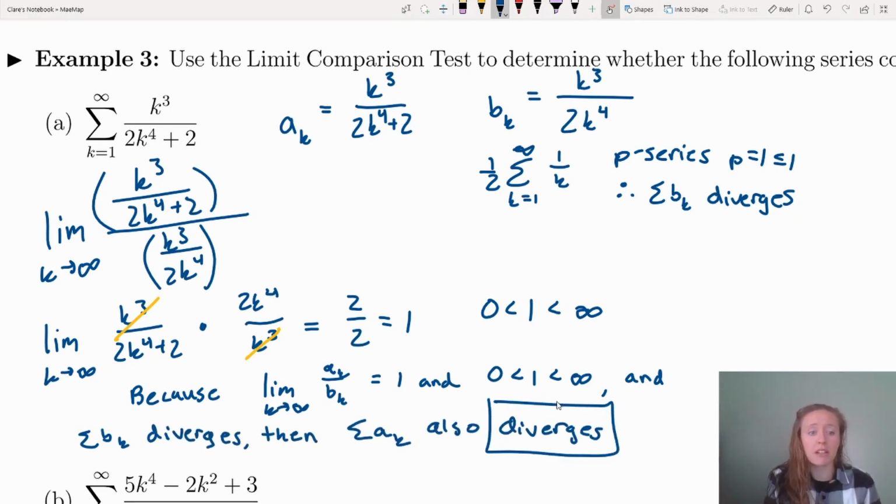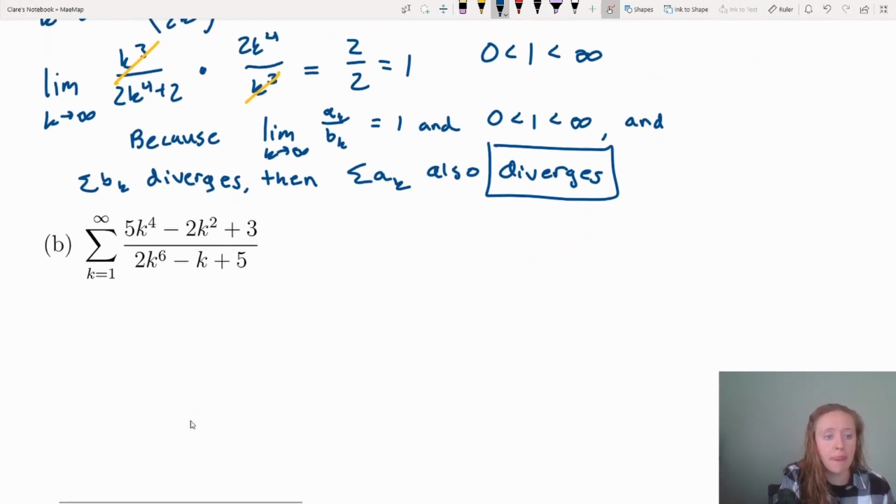So by the limit comparison test, because the limit as k approaches infinity of a sub k over b sub k equals 1, and 1 is a number that falls between 0 and infinity, we know that our series are going to do the same thing. And because b sub k, that series diverged, then the summation of a sub k, our original series in part A, also diverges. So let's go ahead and jump into B.